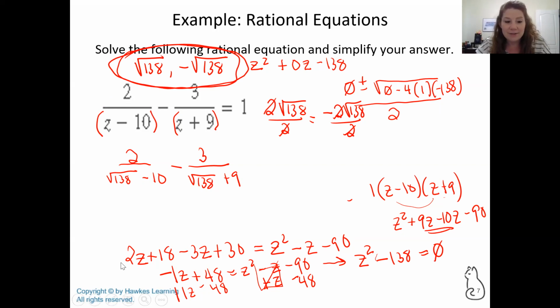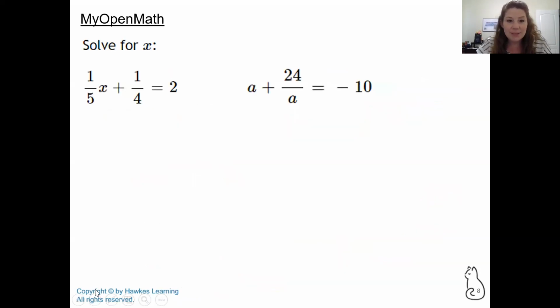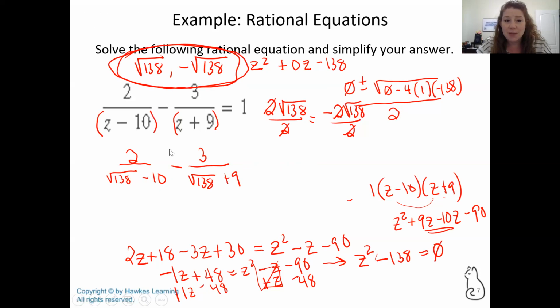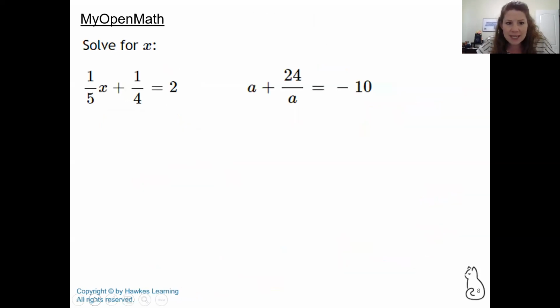Okay, if you say so. We're going with it. And I think those are straight from Hawks, you guys. So you'll probably see that question or one very, very similar to it. All right, so then I went to my open math and I got some of those problems. Yours are going to be a little bit different, probably the numbers, but you'll have problems very similar to all of these.